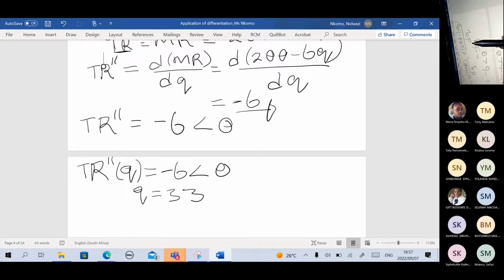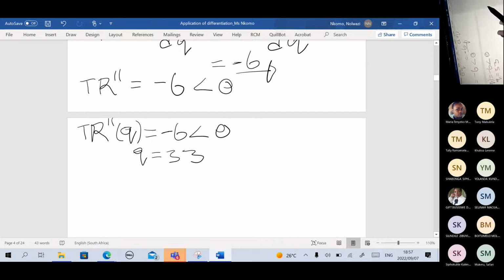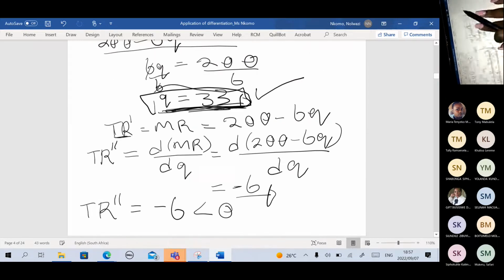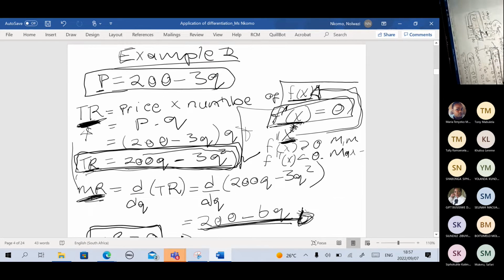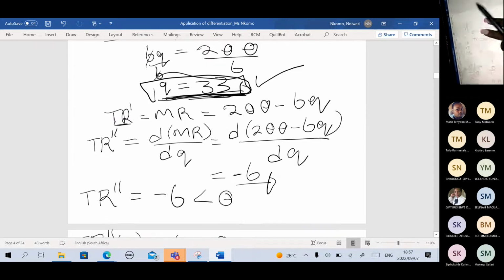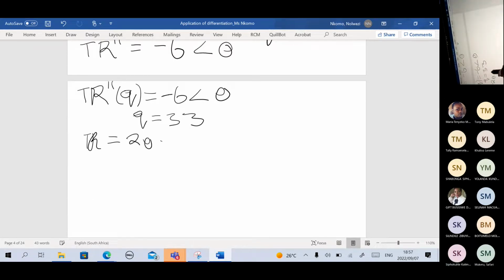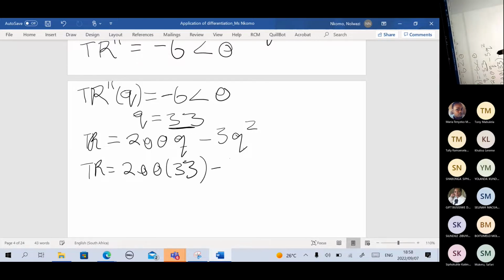Now we want to find how much would be our total revenue at maximum. We know it's at maximum. That is the nature of the total revenue. We just want to find the amount now. Remember, we did find the function for total revenue. We said the total revenue is 200Q minus 3Q squared. We have Q, we just have to substitute here. So our total revenue would be 200 times 33 minus 3 times 33 squared. What would be our maximum total revenue?